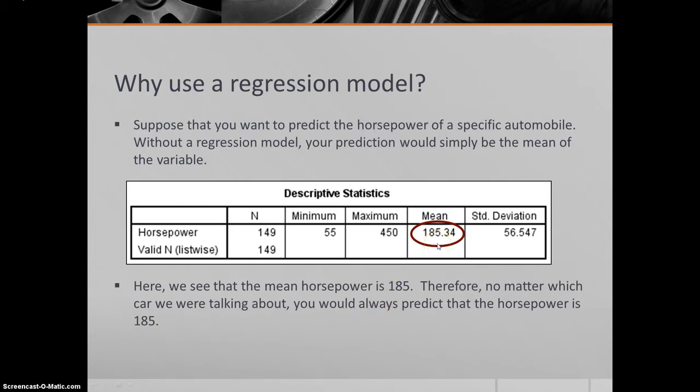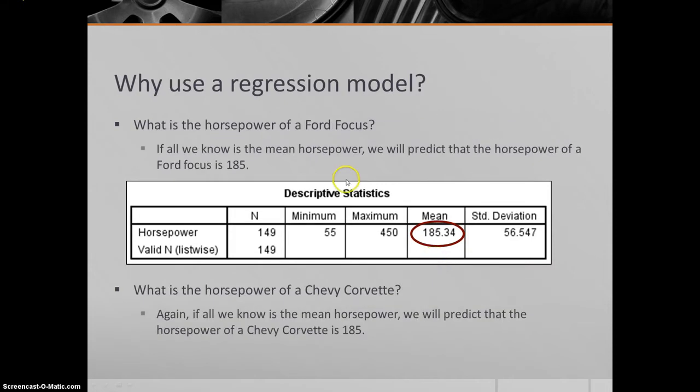So if somebody said, hey, I have a Ferrari, what do you think the horsepower will be? We'd say 185. Hey, I have a golf cart, what will the horsepower be? 185. No matter what car you come up with, the prediction's always going to be 185. Well, that's not super helpful because, of course, there's going to be all kinds of variation in that. So let's say we're talking about a Ford Focus. That's what my wife drives. So if all we know is the mean horsepower, we predict that the horsepower of the Ford Focus is 185. What if it's a Chevy Corvette? Same thing, 185.